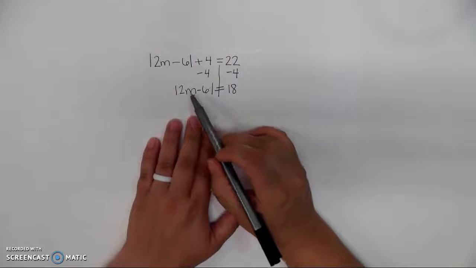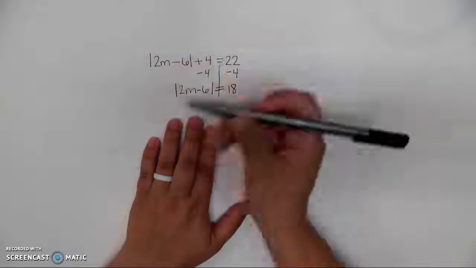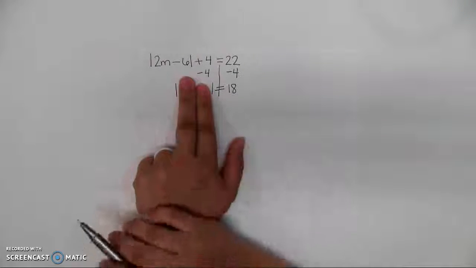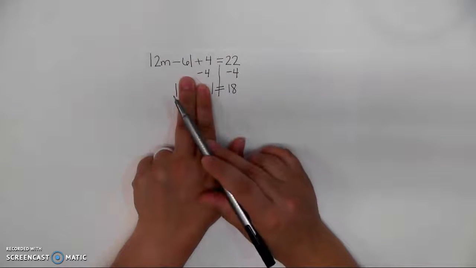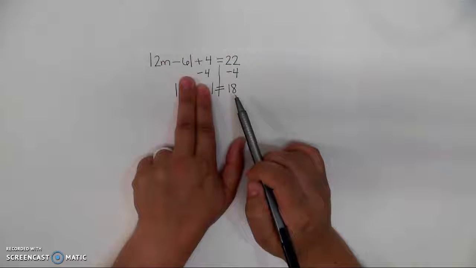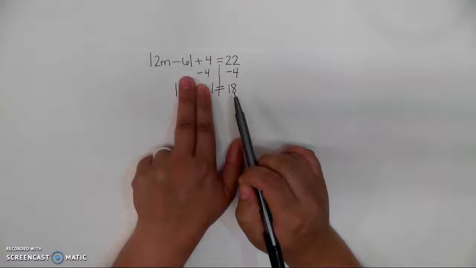Okay, so here's where it gets tricky because absolute value equations have actually two solutions. Because if you think about it, whatever is inside these parentheses could be positive 18, right? Because absolute value is the distance from 0. So if you have the absolute value of 18, 18 is 18 units from 0. But you also have negative 18, that is also 18 units from 0.